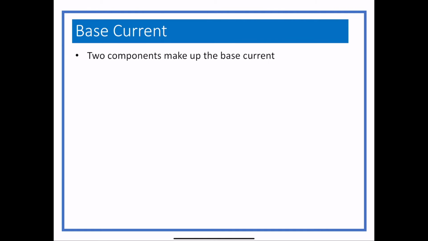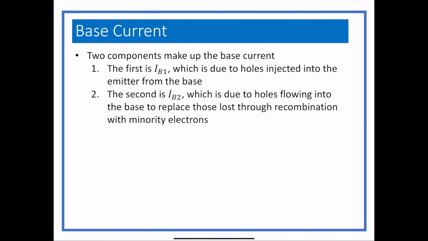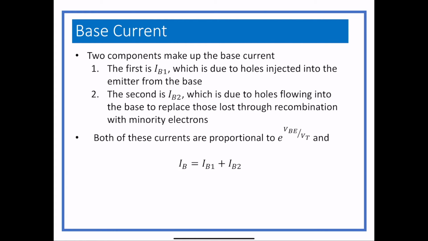The base current is made up of two things. IB1, which is holes injected into the emitter from the base, and IB2, which is holes flowing into the base to replace the holes lost through recombination. Both of those are proportional to e to the VBE over VT. You can add those two up, and that gives you the net base current. So now we can start to relate the input and the output, which we were never able to do so easily with a MOSFET, but we can do really easily with a BJT.